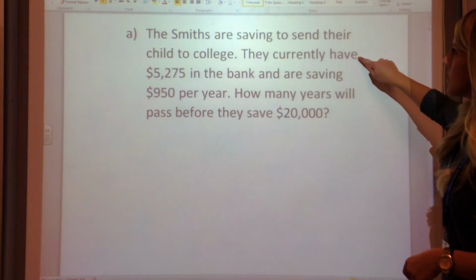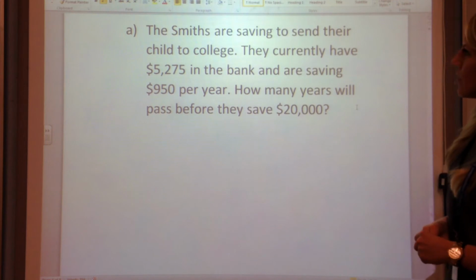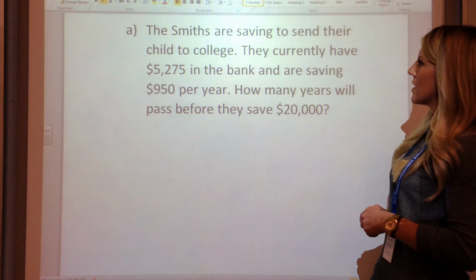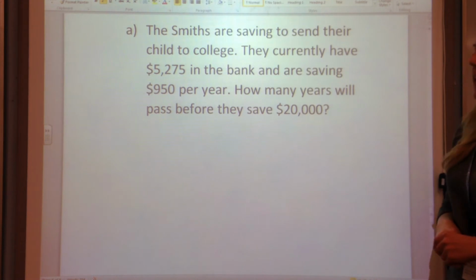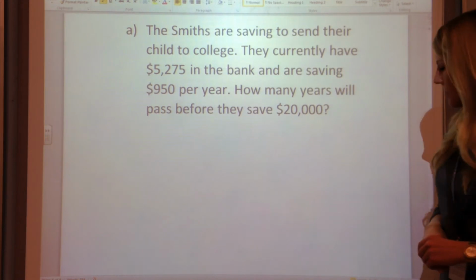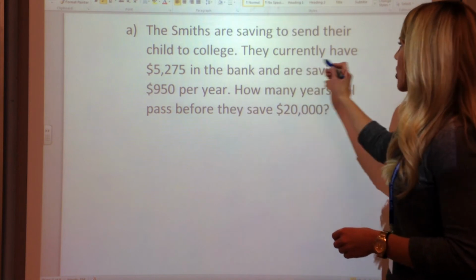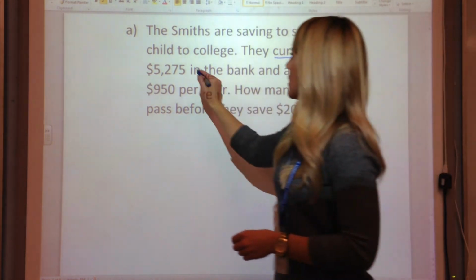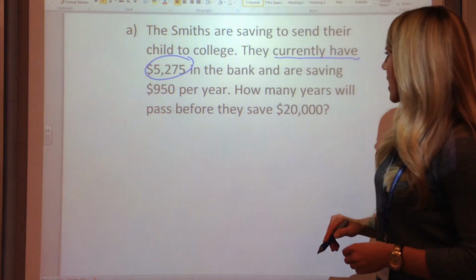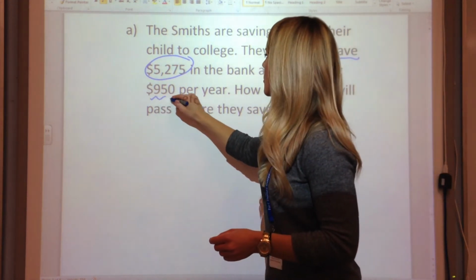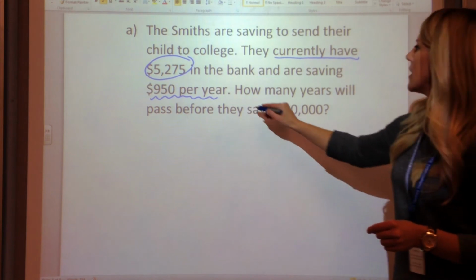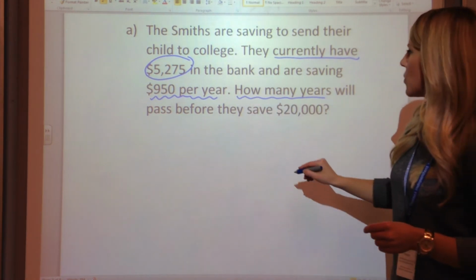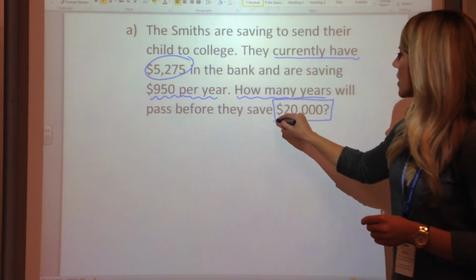So the Smiths are saving to send their child to college. They currently have $5,275 in the bank and are saving $950 per year. How many years will pass before they save $20,000? Okay, so they currently have $5,275 in the bank and are saving $950 per year. How many years will it be before they save $20,000?